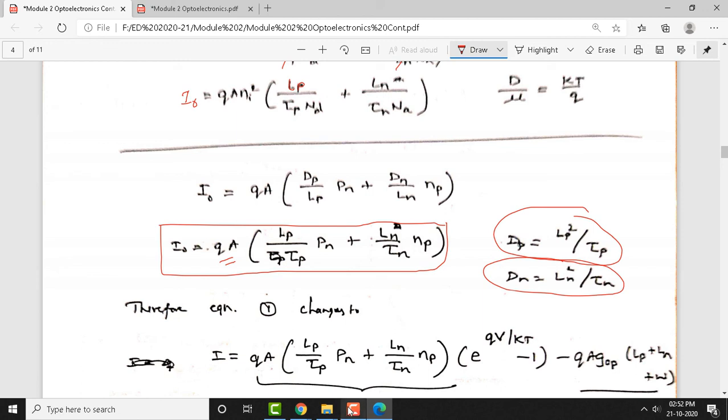Okay. With that, I will stop here. We will continue with the next class with this short circuit current and open circuit voltage. Okay.